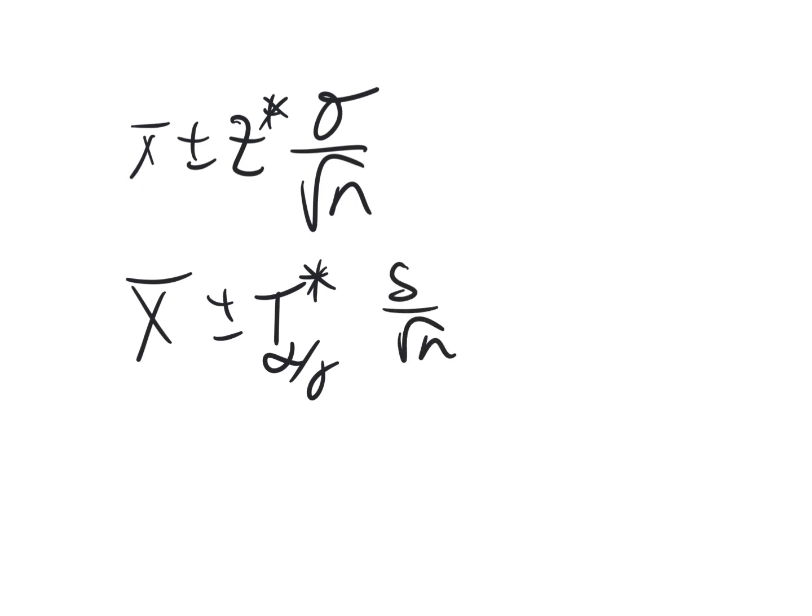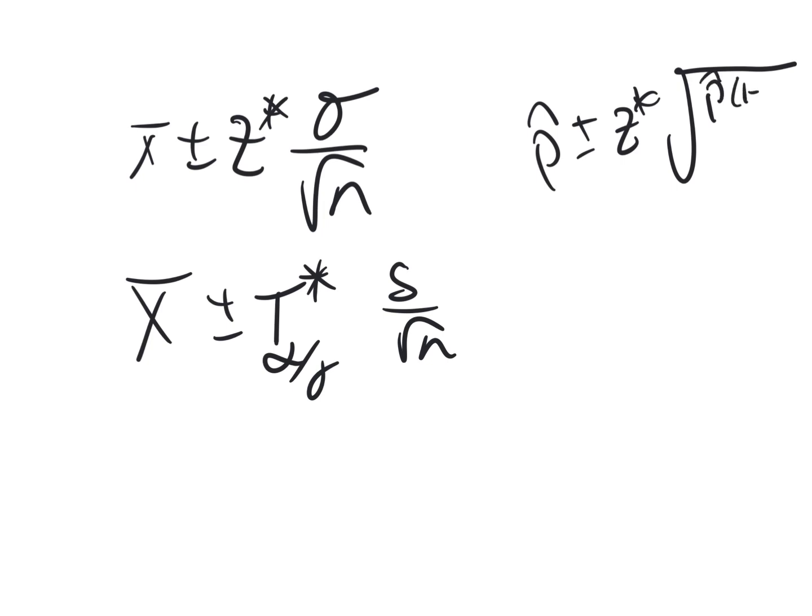Or whether we're working with proportions, where we have p hat plus or minus z star times the standard deviation for the proportions, which is p hat times 1 minus p hat, all over n.